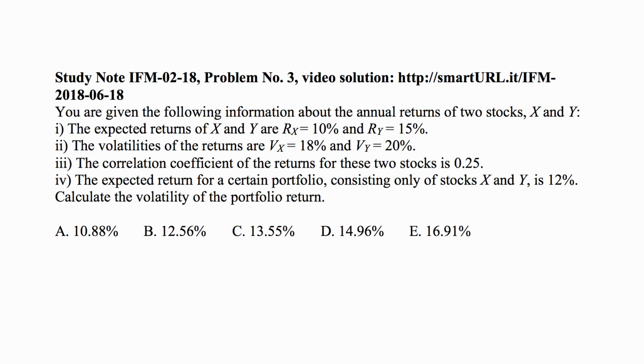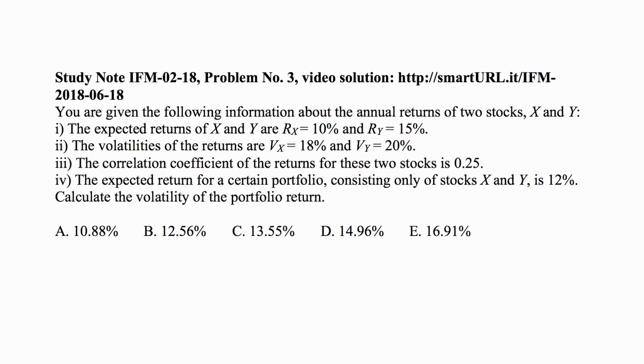Here's a problem for today for exam IFM. You are given the following information about the annual returns of two stocks X and Y. The expected returns of X and Y are R sub X equal to 10% and R sub Y equal to 15%. The volatilities of the returns are V sub X equal to 18% and V sub Y equal to 20%.